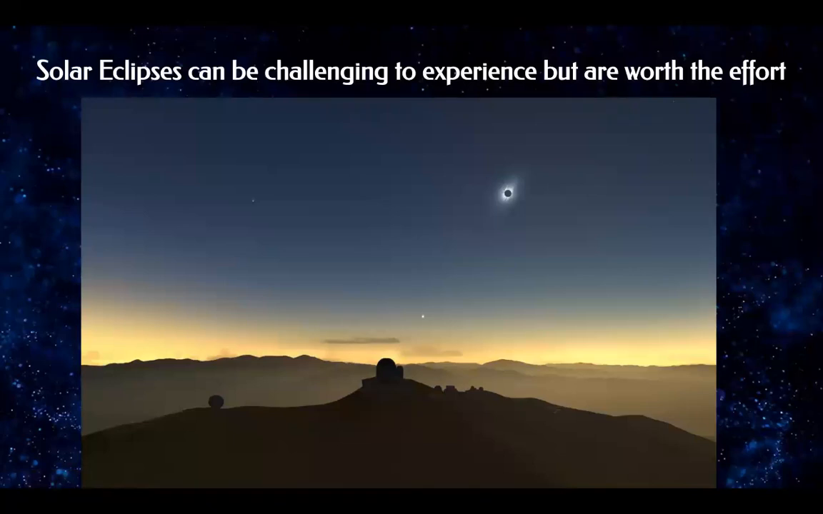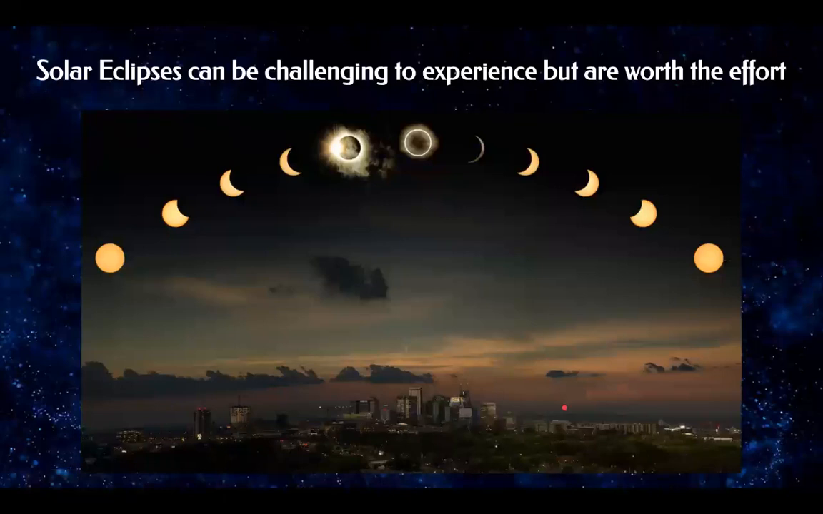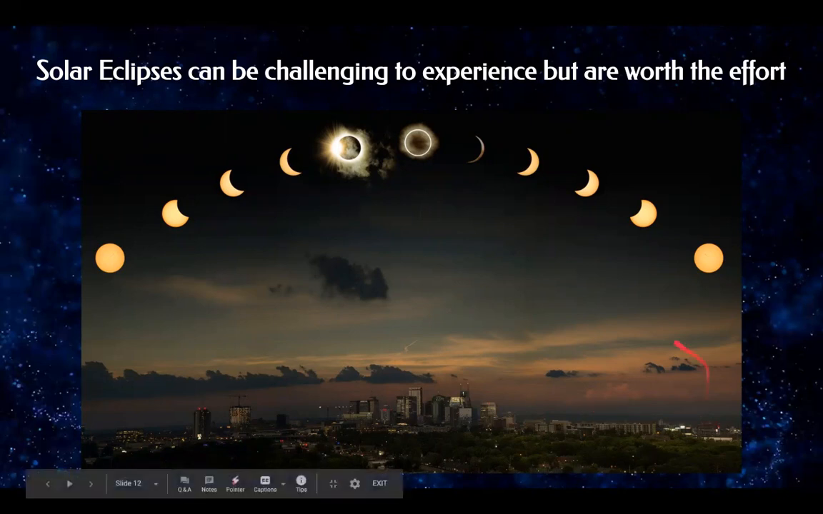Solar eclipses can be challenging to experience, but are so worth the effort. If you look at this picture, look at that gorgeous solar eclipse. It looks like it's nighttime. Some people would confuse this for a lunar eclipse, but in fact, as that moon blocks out the sunlight, it looks like sunset in every direction. It is so cool. In this one, you can see this is a time-lapse video. There's not multiple suns, just so you know. It just took time. And so you can see how it slowly covered up the sun.